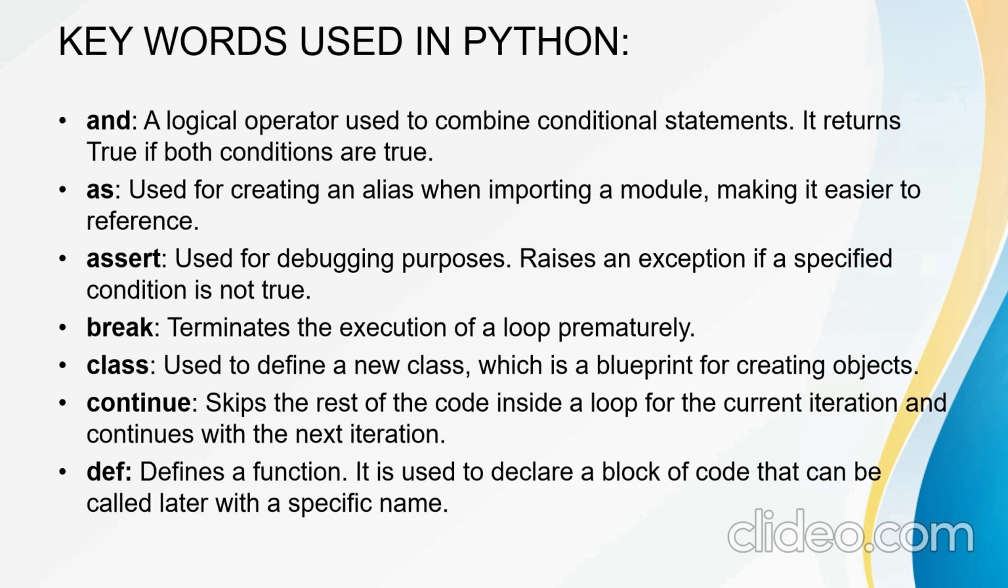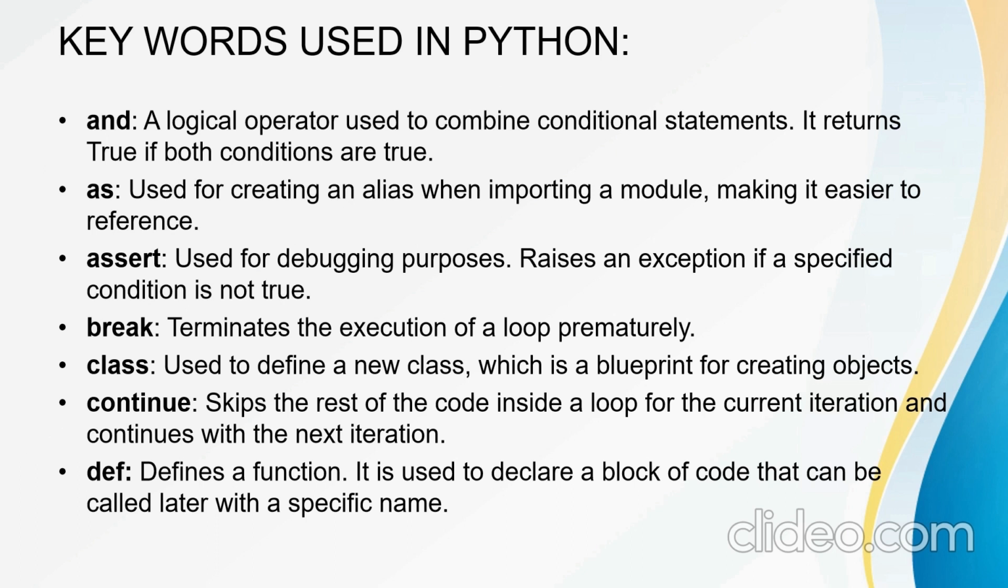As keyword: use it for creating an alias when importing a module, making it easier to reference. Assert: use it for debugging purposes. Raises an exception if a specified condition is not true. Break: the break keyword terminates the execution of a loop prematurely. Class: use it to define a new class, which is a blueprint for creating objects. Continue: skips the rest of the code inside a loop for the current iteration and continues with the next iteration.